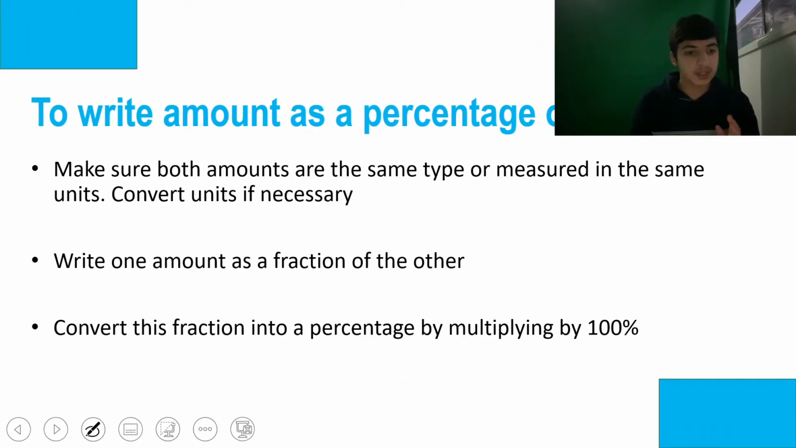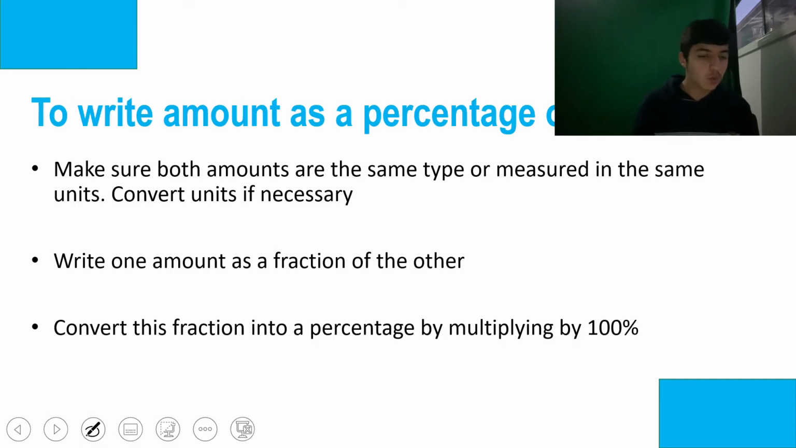Next, I have 3 main key dot points for this specific section. To write one amount as a percentage of another, make sure both amounts are the same type or measured in the same units. Convert units if necessary. If you don't have the same units, it's going to be hard for you. Like you can't have a decimal and a percentage. That's not going to work well. You have to have both as a percentage or both as a decimal, so it doesn't struggle you a lot.